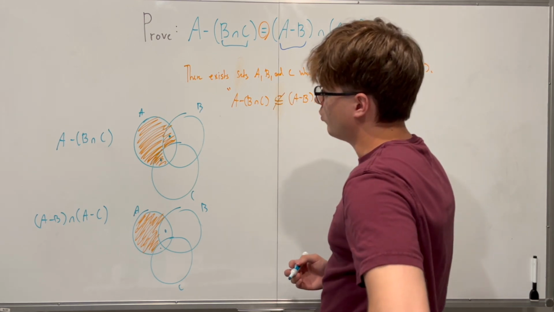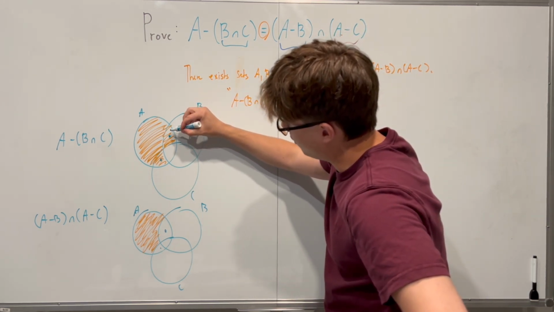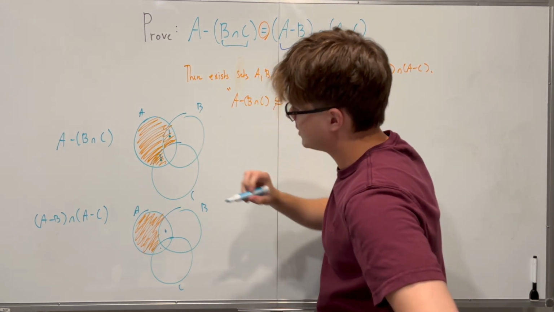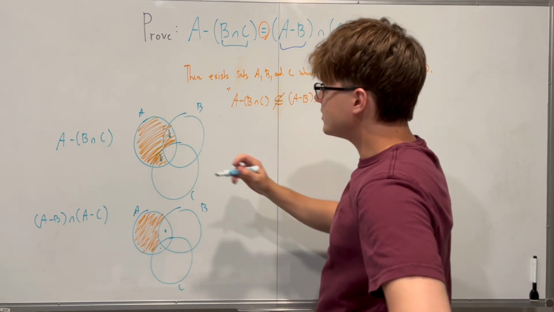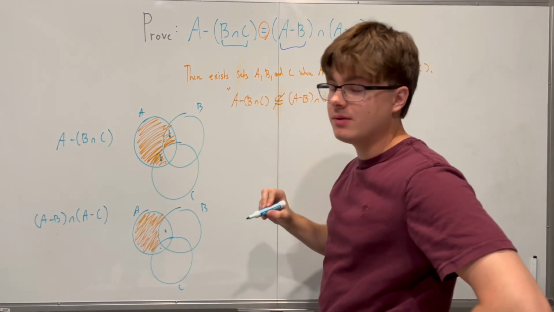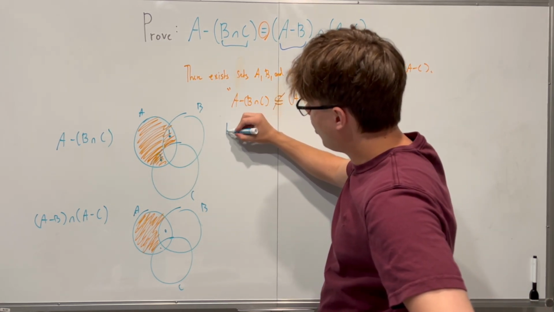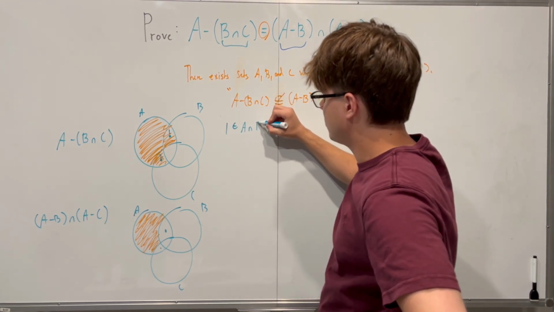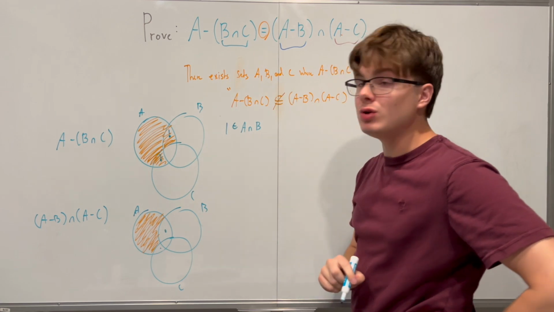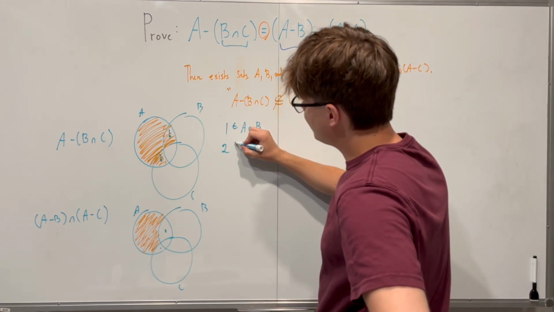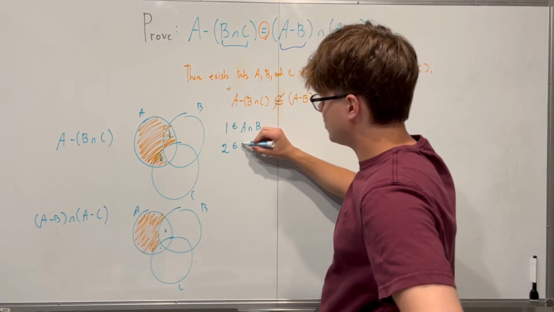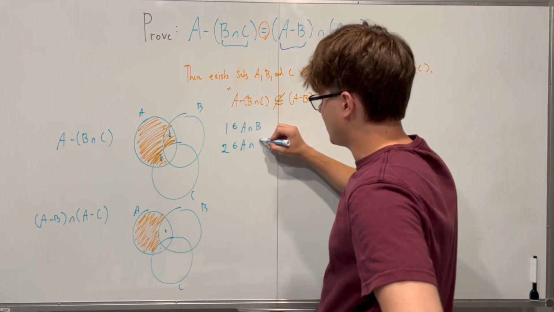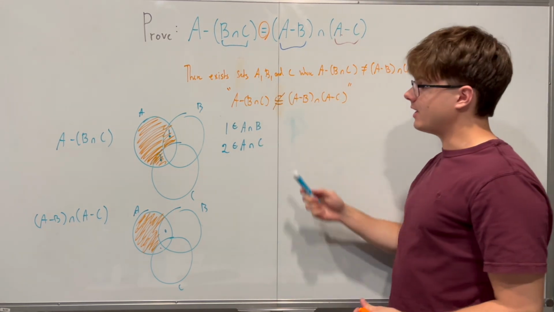So what does this mean? Well, let's label this, for example, anything. We can label this 1 and this 2. Okay, what does it mean for 1 to be in this region? It means that 1 must be an element of A intersect B. What does it mean for 2 to be in that region? Well, for 2 to be an element of that region, it must be that 2 is an element of A intersect C.